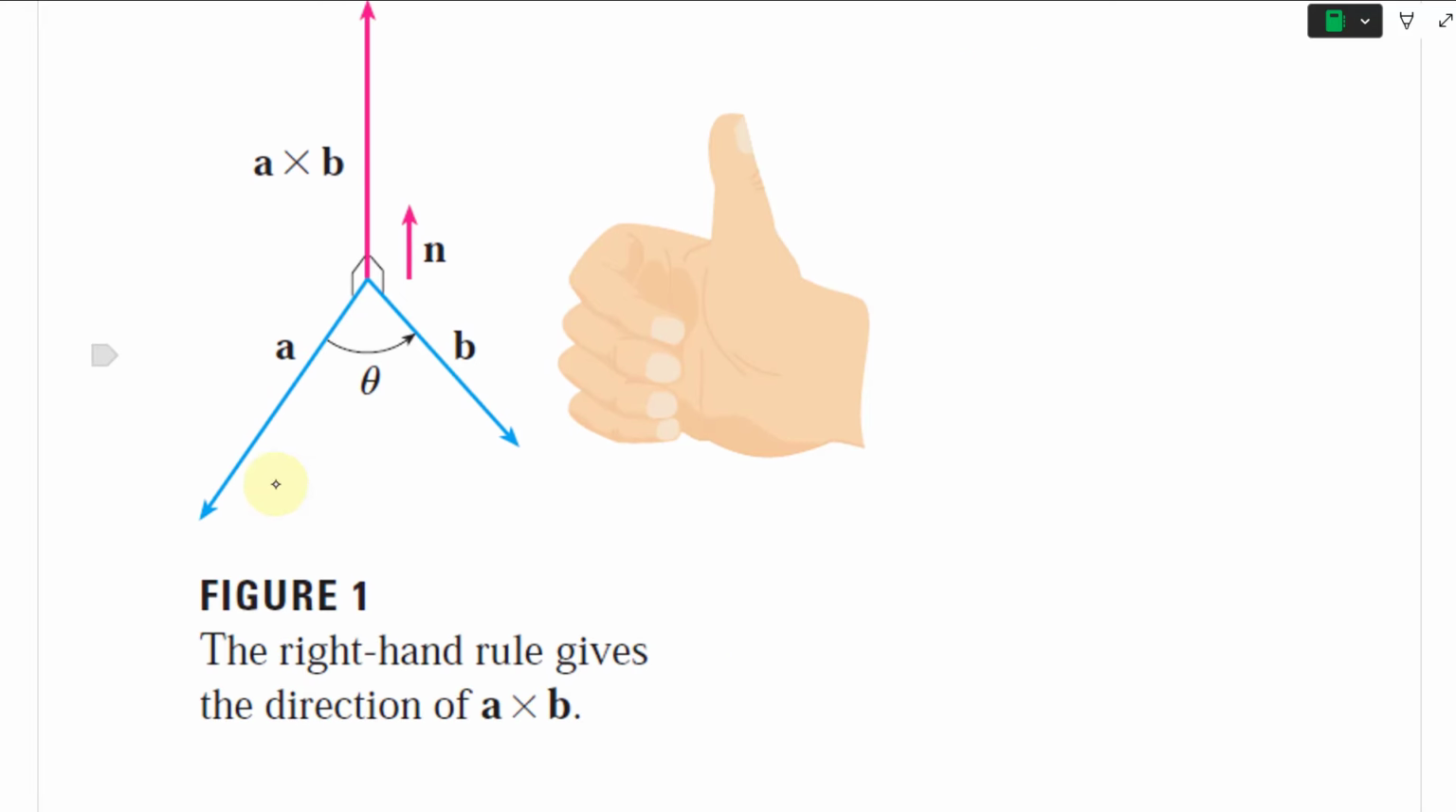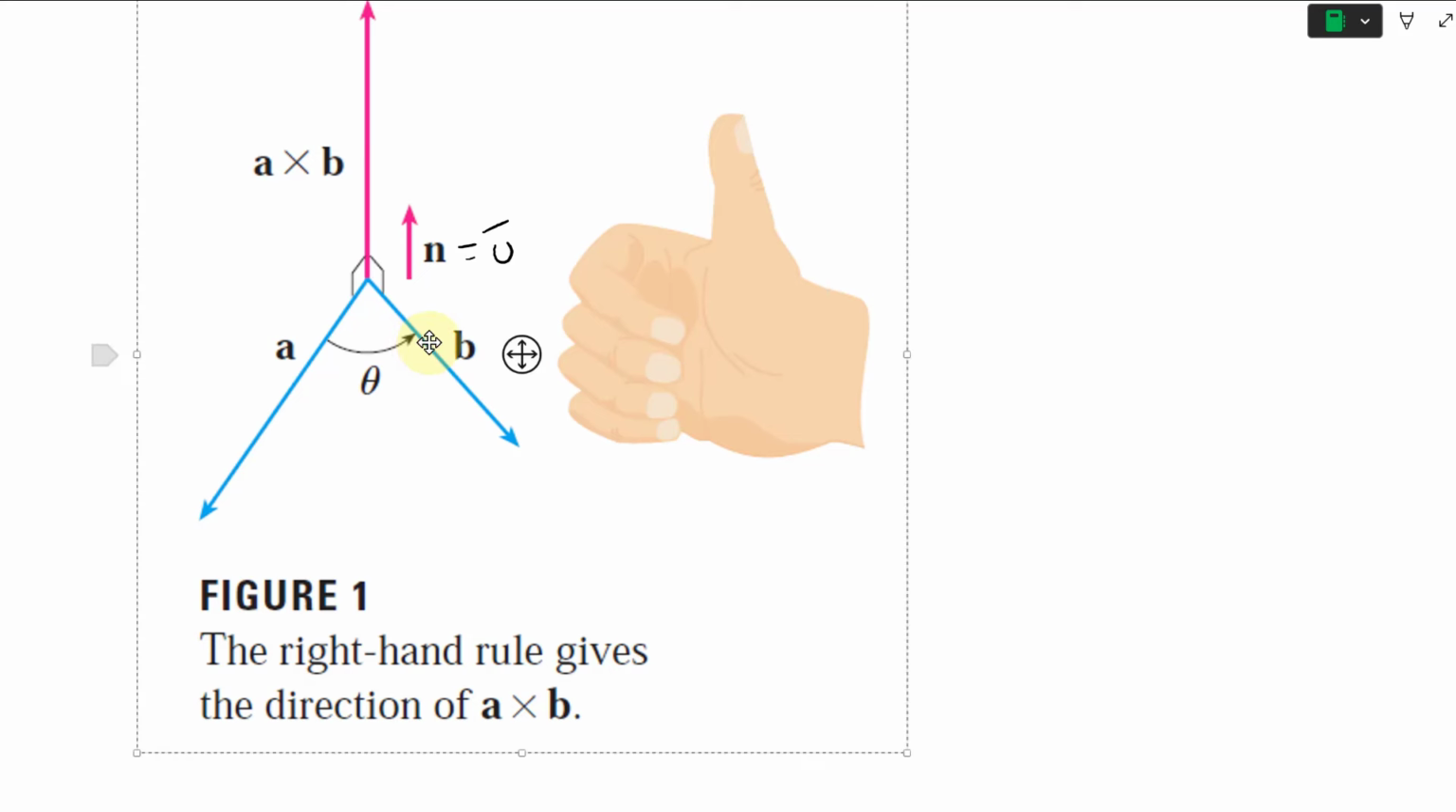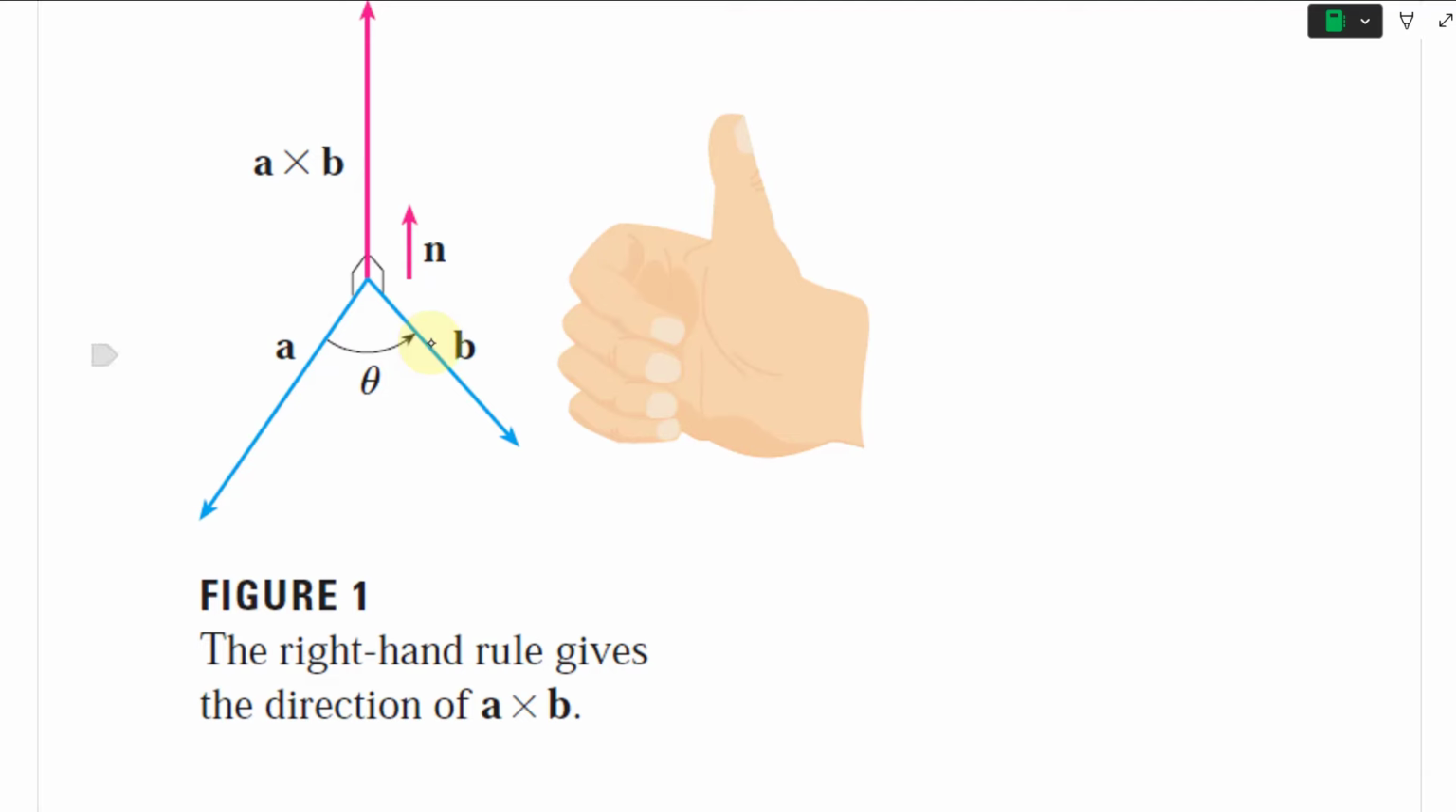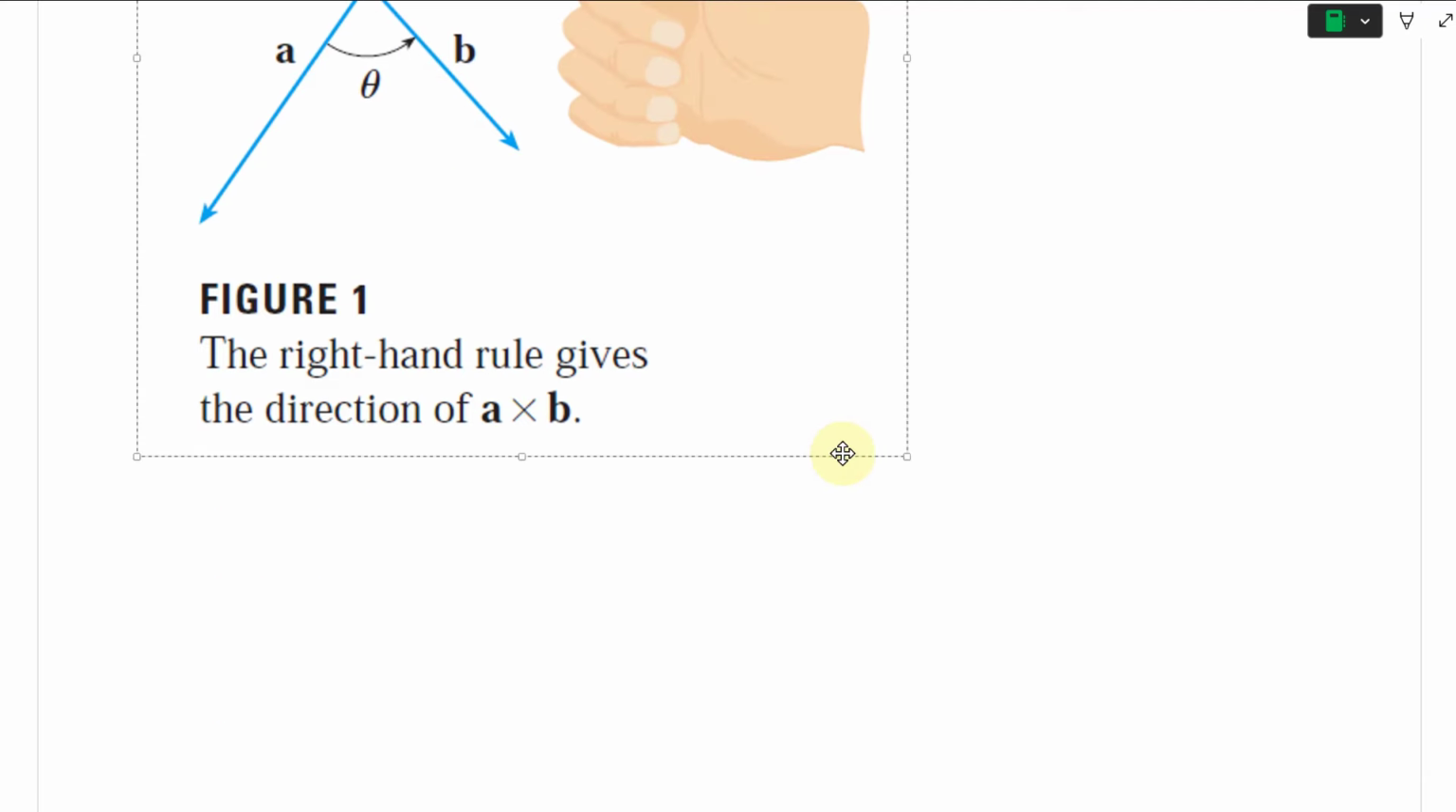But if these are parallel, so if B is on this, it's going to be 0, or the 0 vector. So the magnitude is 0 and it has no direction. The right-hand rule gives the direction of A cross B.